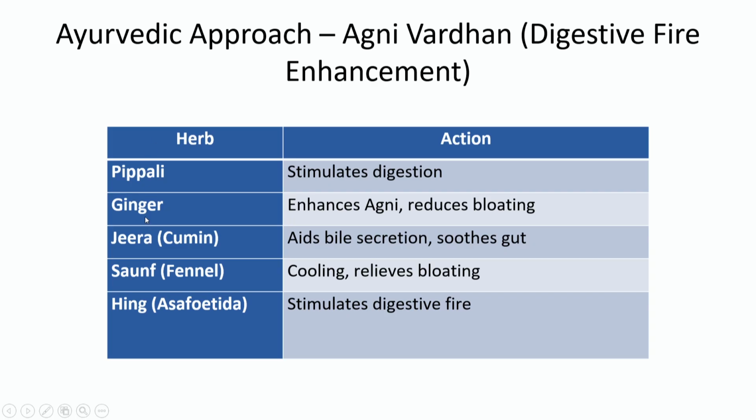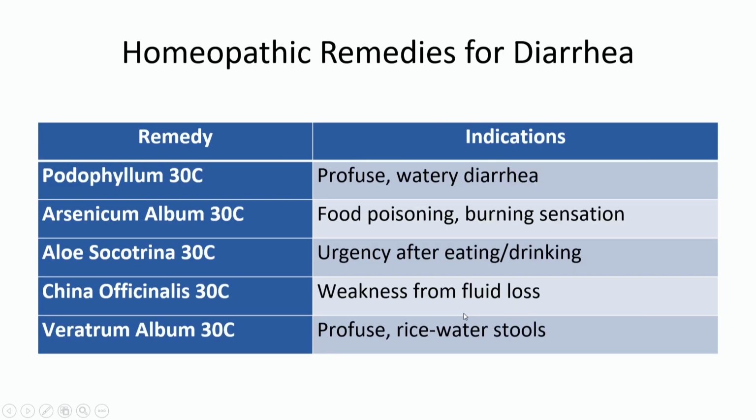Pippali, ginger, jeera (cumin), saunf (fennel), and hing (asafoetida) are very effective in improving the digestive fire. If the digestive fire is improved, your diarrhea or constipation both can be controlled. Ginger stimulates digestion, enhances the Agni, and reduces bloating. Jeera aids bile secretion and soothes the gut. Fennel is cooling and relieves bloating. Hing stimulates the digestive fire. Homeopathic drugs are also given, which are also very effective.